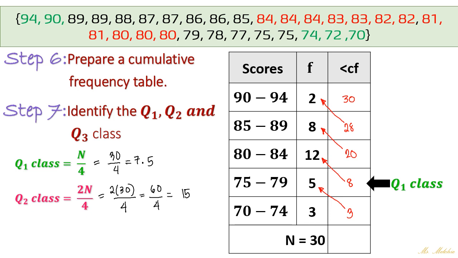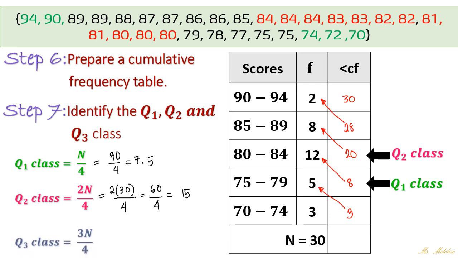So we have 15. Another interpretation: as you can see, the cumulative frequency of the third class is 20. That means that rank 9 up to rank 20 belongs to this class. And that means rank 15 belongs to the 80 to 84 class.